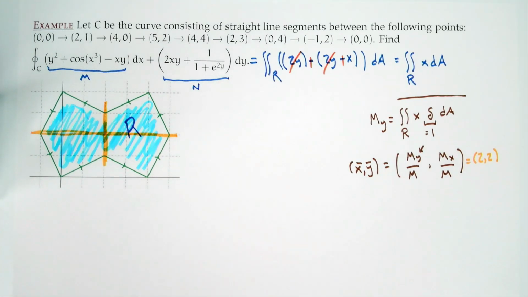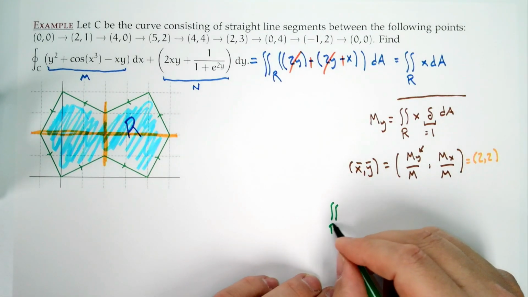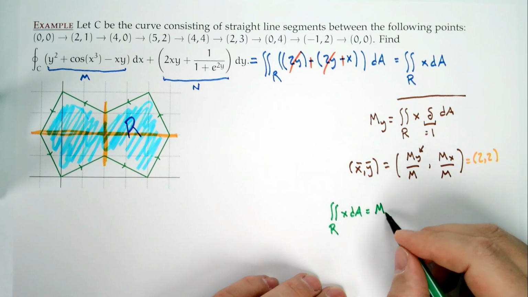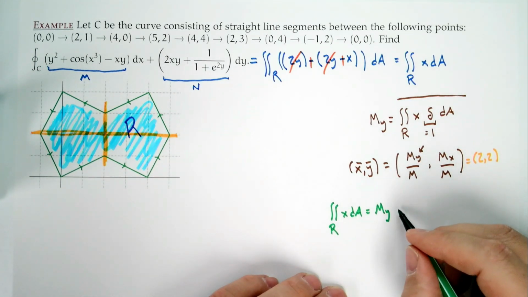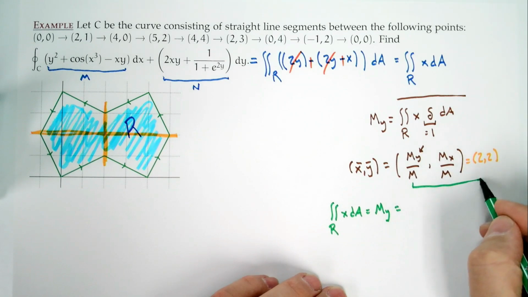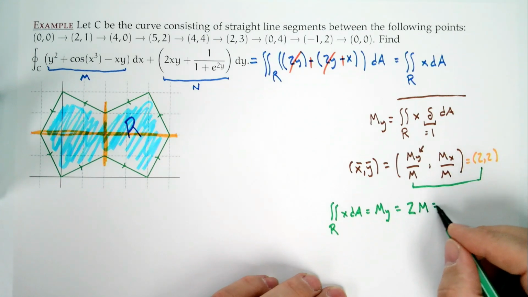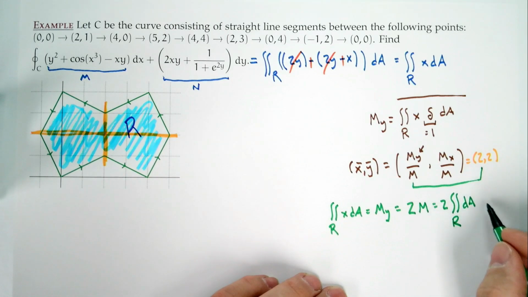All right, well, that's not something, it's something. But what do we do with that information? So we can now say the following. We can say that the integral over our region of x dA, which is our M_y, if we think of our region as constant density and we're finding the moment, well, that's now going to be equal to, if we look at this part, 2 times what the mass is. So that's 2 times the integral over our region of dA. In other words, it's twice the area.